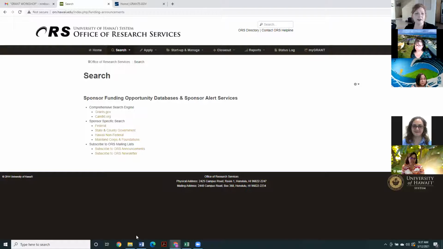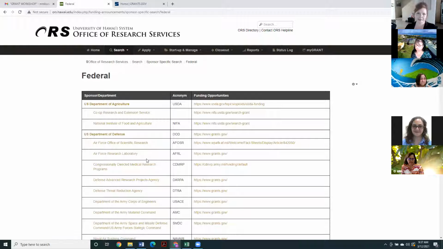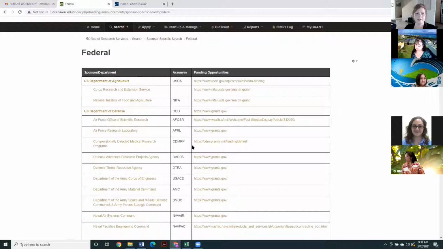But today we're going to talk about finding federal funding. So let's go into this link that says federal. Federal funding comes through different departments. So it's good to think about which federal departments align with your project idea and subscribe and watch those departments, so that you're not going all over the place trying to look for different grants and funding, because it's a lot of information.